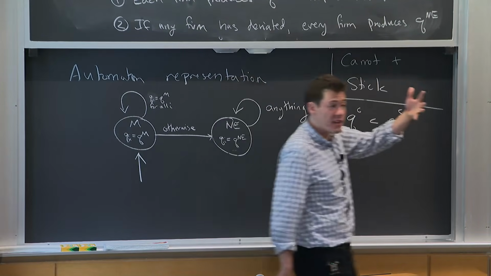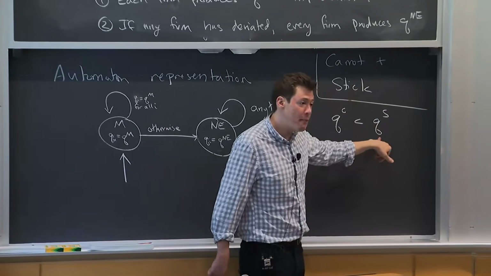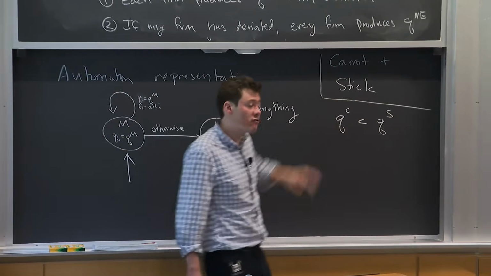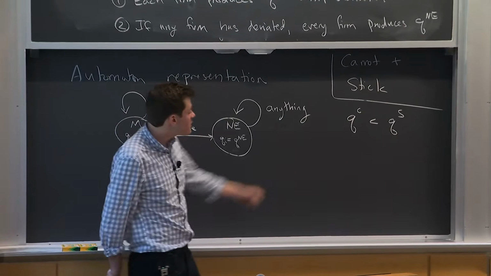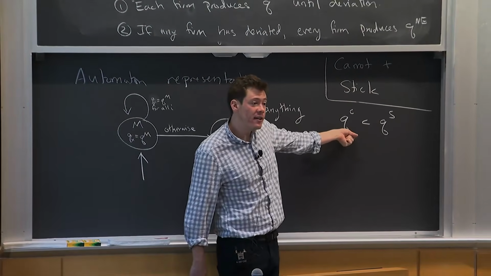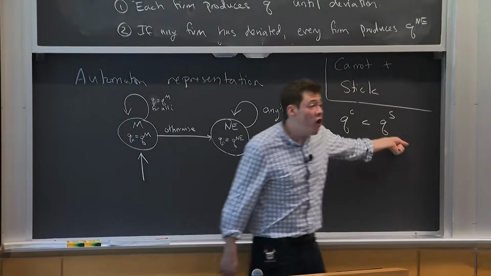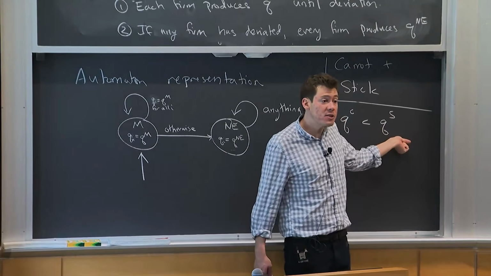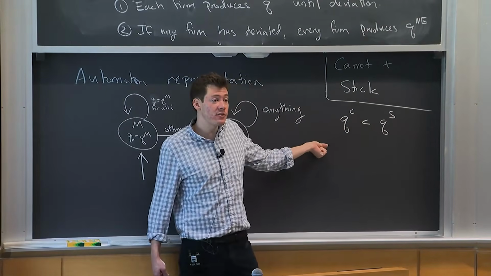The carrot is the low production level. This is the good thing that we like. The stick is the high production level. So this could be the Nash equilibrium and the monopoly, but it doesn't have to be. It's just general production levels. And the idea is we're going to start with the carrot. And if someone deviates, we're all going to produce the stick level tomorrow, but only for one period. Then if everyone does what they're supposed to, we come back to the carrot level.